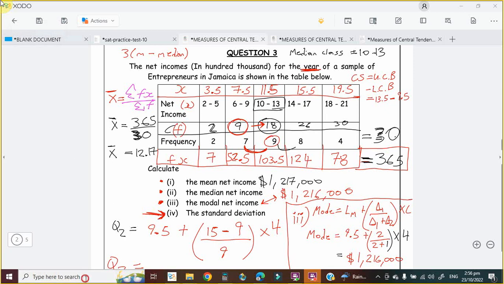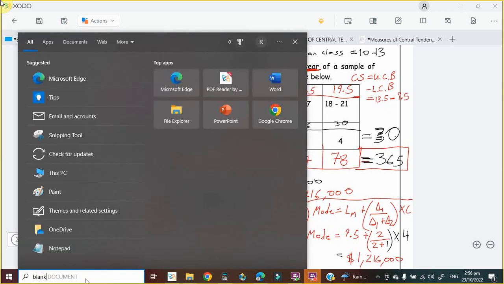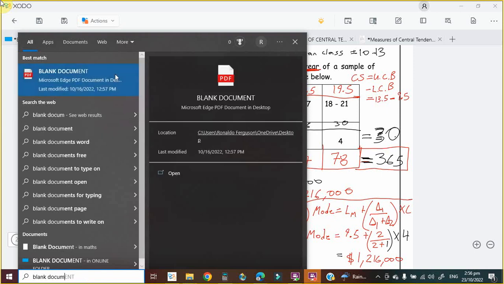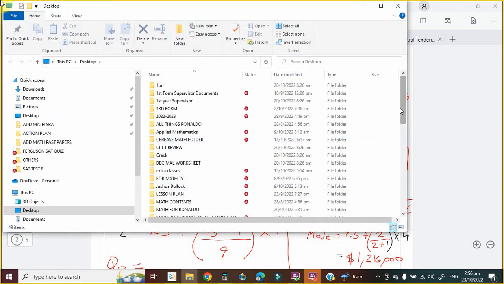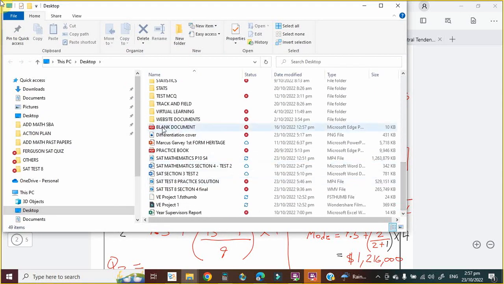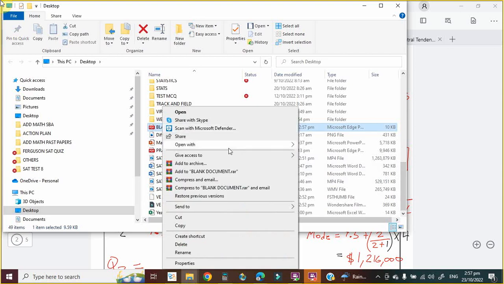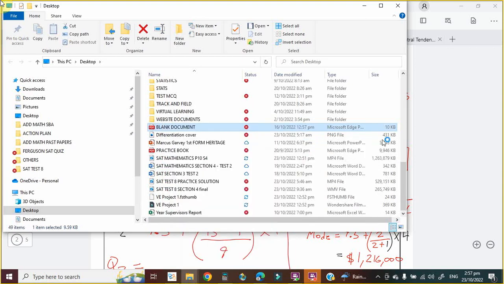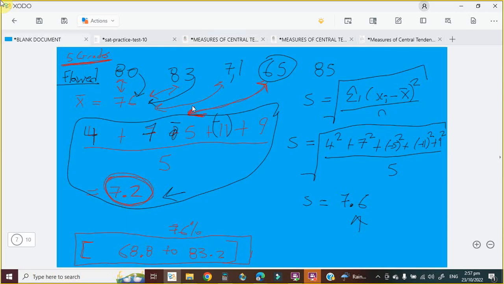Alright, this blank document is full, so let me open the next blank document. We're just going to copy that table and find the standard deviation. We're going to utilize the two different formulas. Do I want to? Oh, no, let's not use the two different formulas. We're just going to use one.